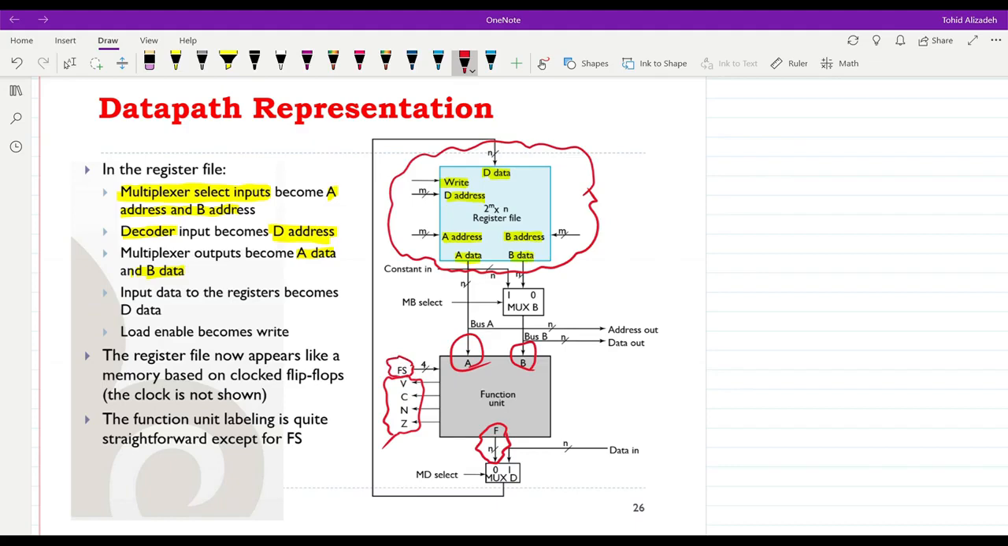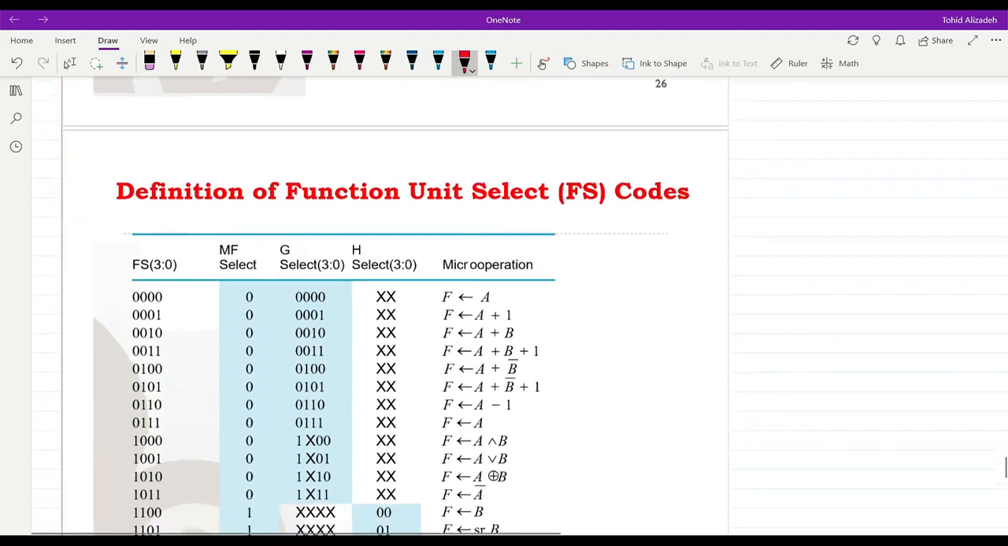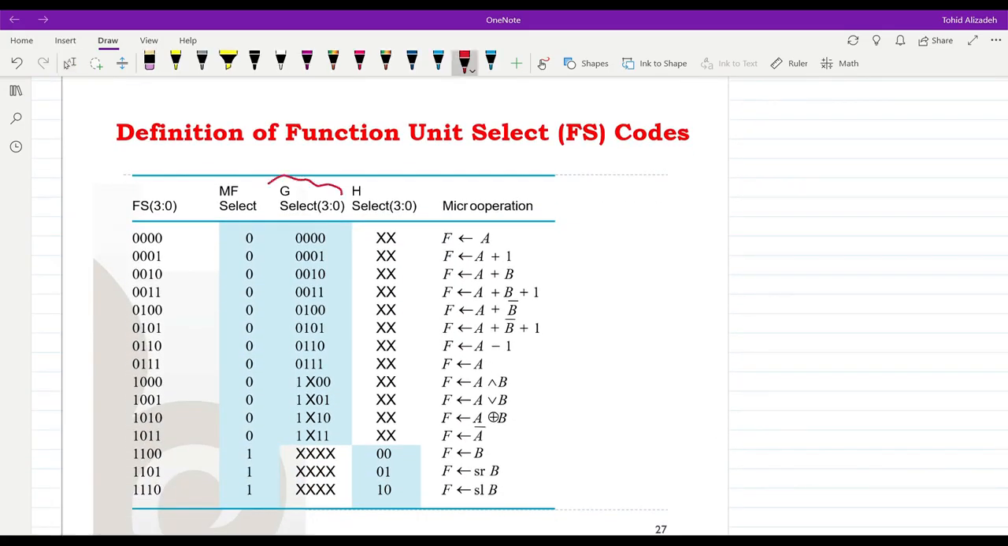Yeah, what is FS? In the previous case, instead of FS, we had G select for the ALU part and H for the shifter. So this H was for the shifter and this G was for the ALU in order to determine what operation to perform within the ALU. And we also had MF select in order to choose among these two, whether to have the ALU operating or the shifter operating. Now the FS, the function unit select codes, are defined in this way.